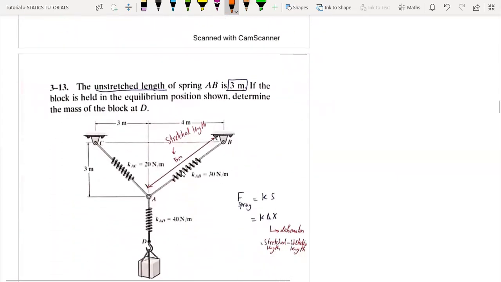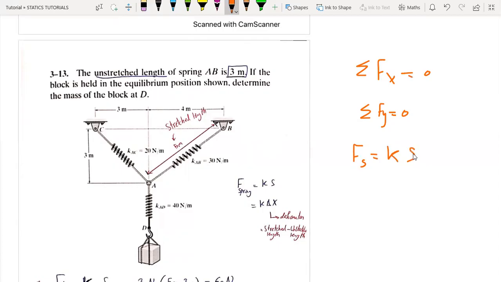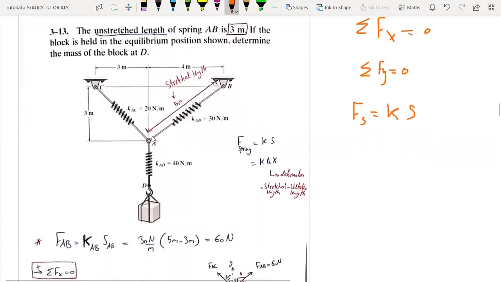Now moving on here, we have the idea of the springs. The same idea applies. We have these two equations, summation of forces in the x direction and the summation of forces in the y direction. And we have to use the force of the spring Fs equals the spring constant K multiplied by the stretch S or delta X. Anyway, here we can start with the point.